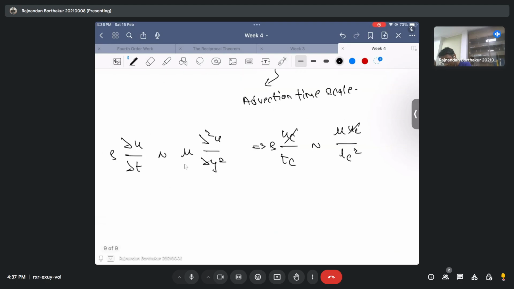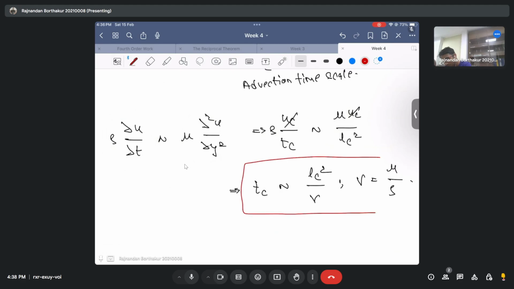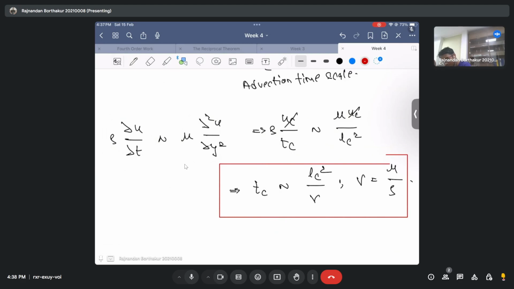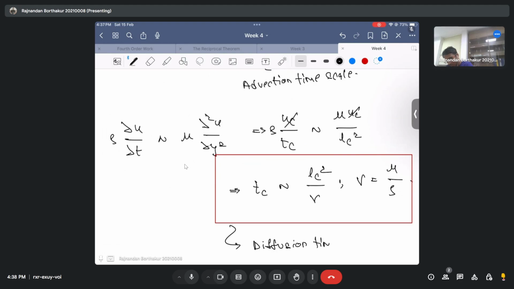So this means that my t_c will basically scale as l_c squared by nu, where nu is my kinematic viscosity, which is mu by rho. I've just combined this mu and this rho. That's it. So this scale for time that we get by comparing these two terms is known as my diffusion time scale.